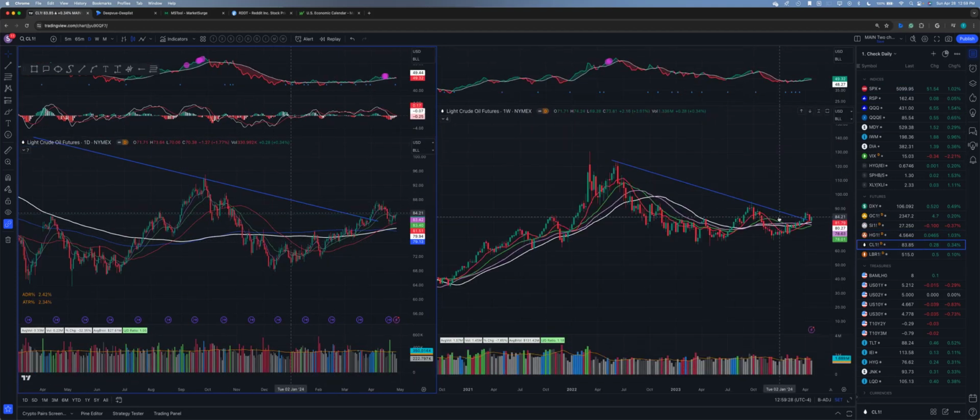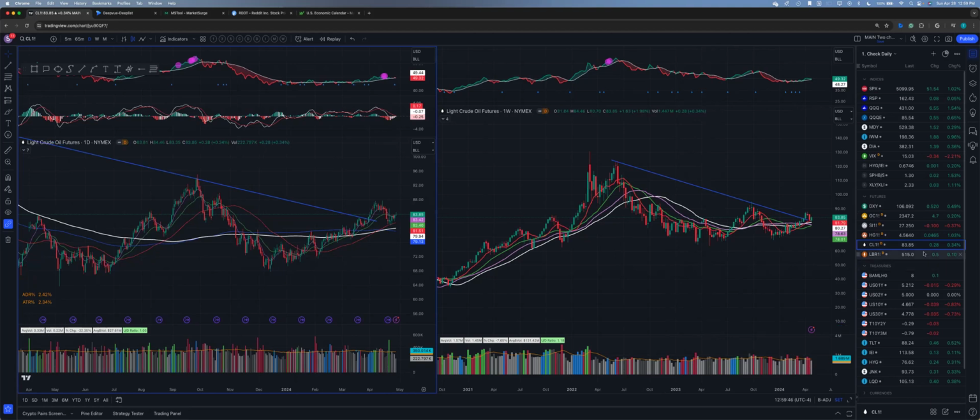Crude, we're back testing the weekly downtrend line here after breaking out. This is definitely something we watch to gauge just the stickiness of inflation and how worrisome the wars in the Middle East might actually be. And for now, it doesn't seem like the market cares too much.